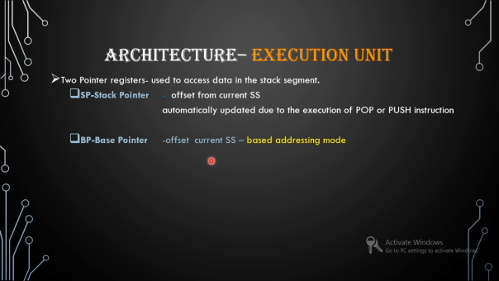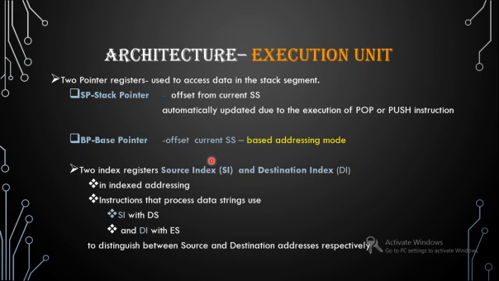Next 2 registers are index registers. So the index registers are the source index and the destination index. These are actually used during indexed addressing modes, and hence the name index registers. The instructions that process data strings use the source index with the data segment and the destination index with the extra segment.